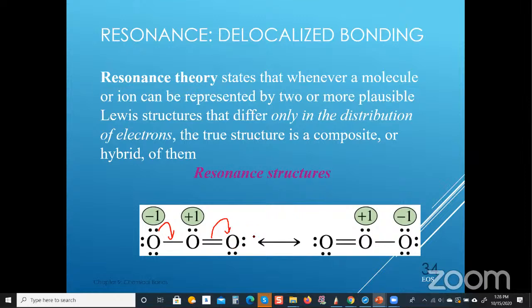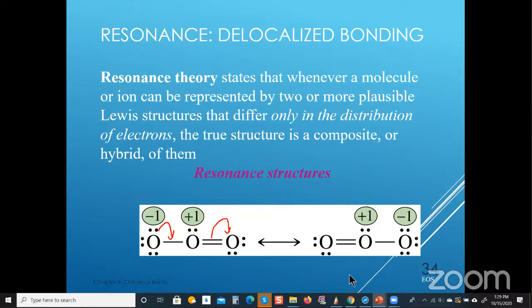So according to the resonance theory, if it's possible to draw two structures like this, then the real structure is not represented by this structure by itself or by this structure. The real structure is represented by a hybrid between those two structures, all right? Basically, this is saying that each of these structures is not adequate enough to represent the true structure of the molecule of ozone in this example.